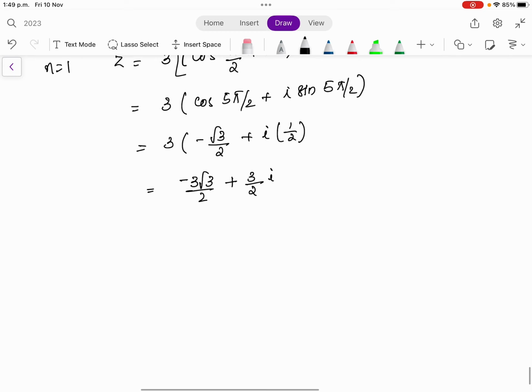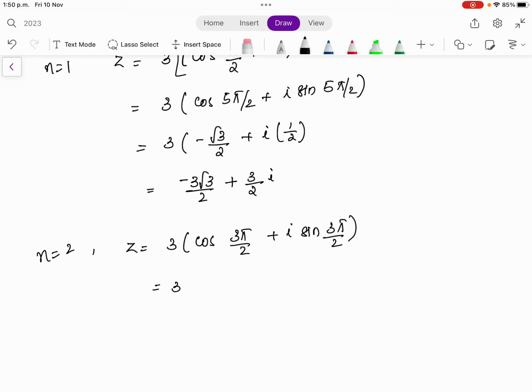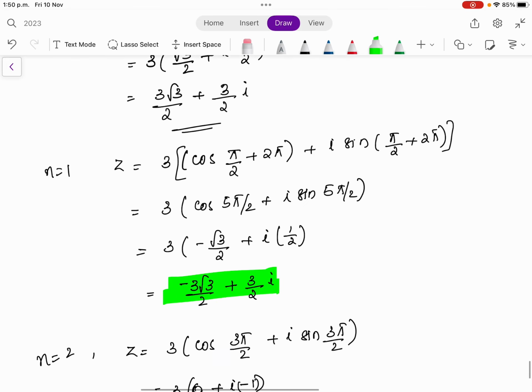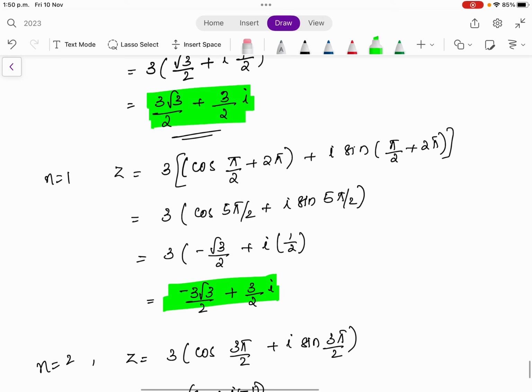Now the third one, you have to put n is equal to 2. z is equal to 3 [cos 3pi/2 + i sin 3pi/2], which is equal to 3 [0 + i times minus 1]. That is equal to minus 3i. So the three roots of the equation are these.